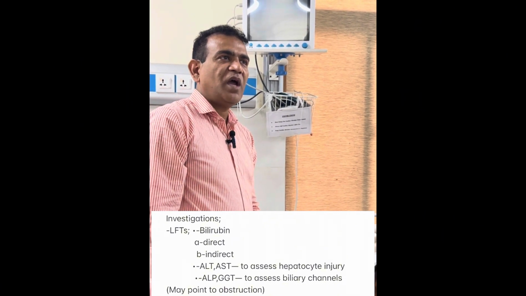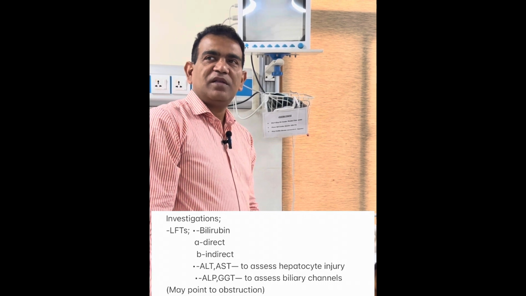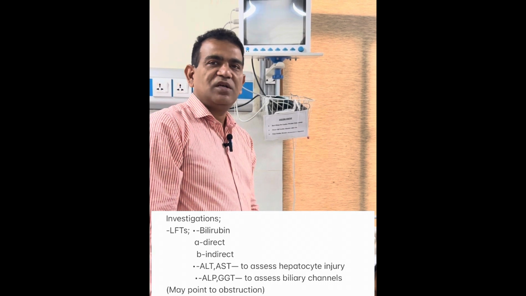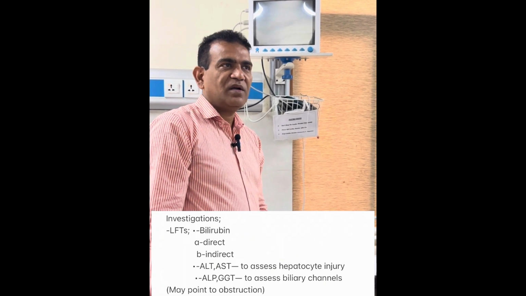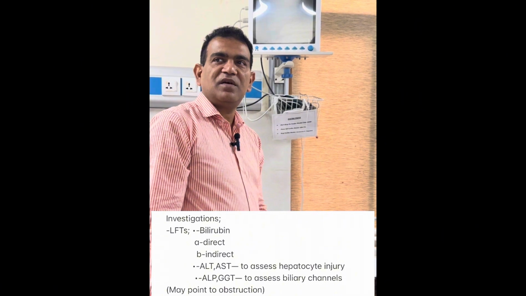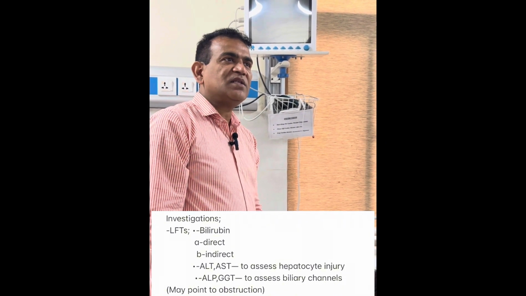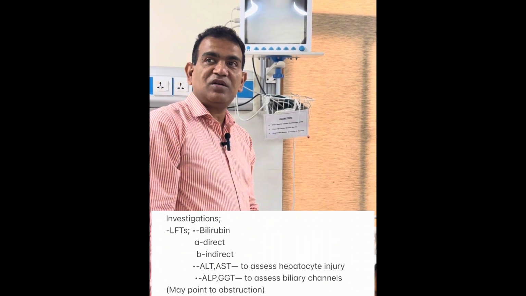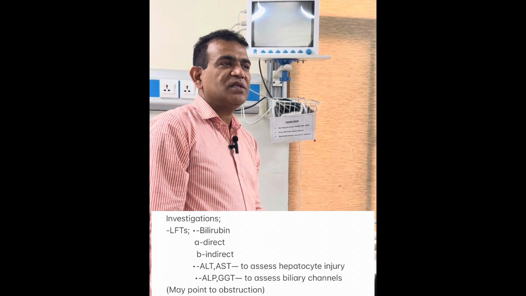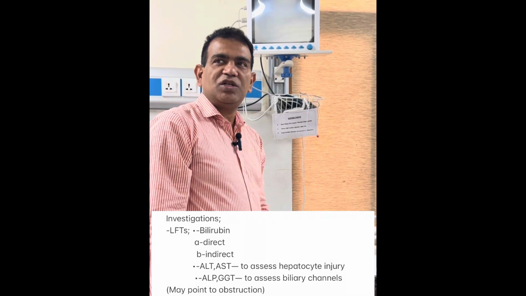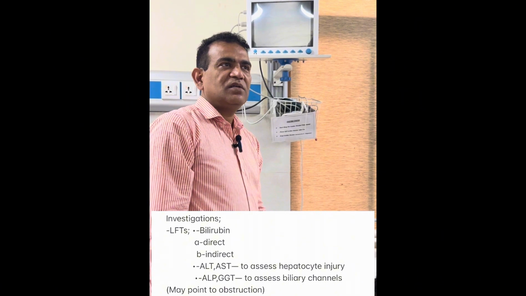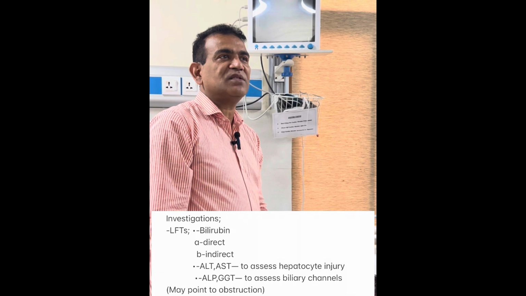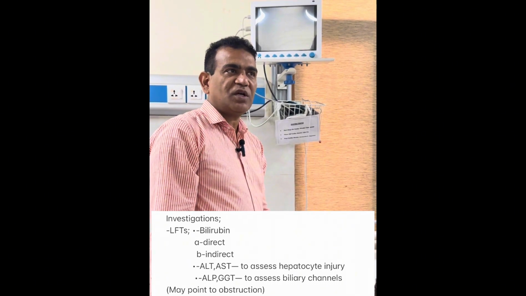ALT shows hepatocyte damage. The third important biochemical marker is AST, which indicates there is some damage as well as some fibrotic changes. The next is alkaline phosphatase. What does it indicate? Obstruction, intrahepatic cholestasis. And the next is GGT, and what does it indicate? That indicates there are changes in our biliary tract, or sometimes there is inflammation or obstruction.